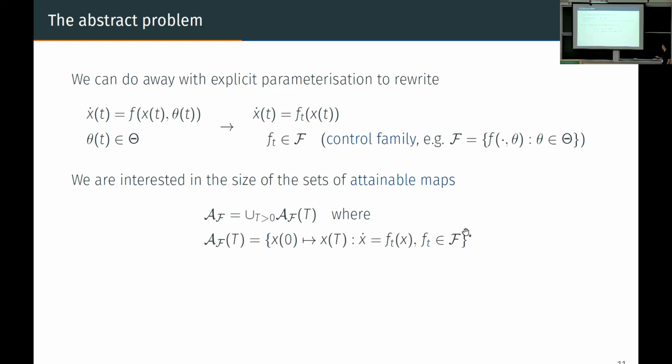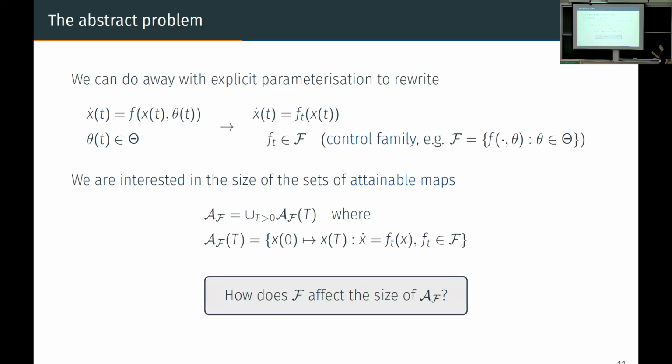Okay, so you can see that this A_f is directly determined by F, and if you take the union over all possible depths, that is all the flow maps you can form out of this control family. And the question we want to answer mathematically is, how does F affect the size of A_F? Okay, so A_F is all the maps you can learn. F is the structure of your network, basically.